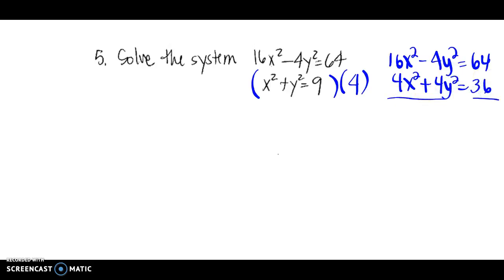You want to get one of the variables to just be not squared, just with linear functions. So this becomes, what is this? 20x squared. The y term is gone, and then this over here is 100. And then you just solve for x.